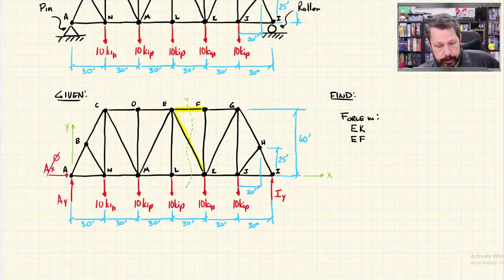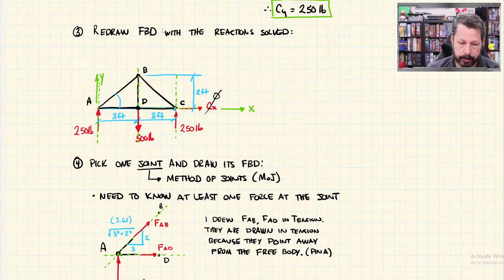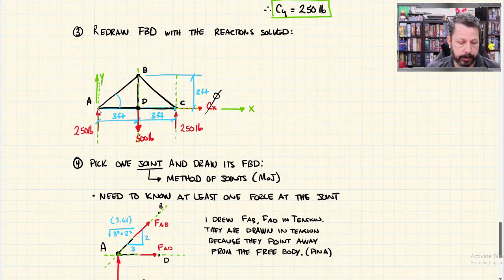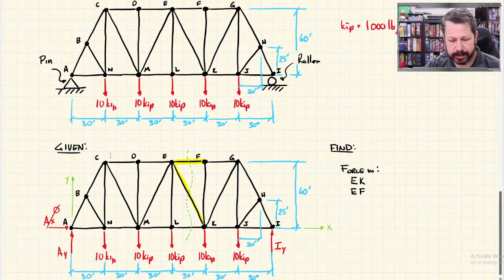Before I do the cut, though, I need to find some of my external reactions. So method of joints, last time, we had to find these external reactions first because we wanted to start at joint A, and so we needed to know at least the reaction at A. It is possible with method of sections that you can cut off a section where it doesn't have a reaction at all, and you don't need to solve for any.